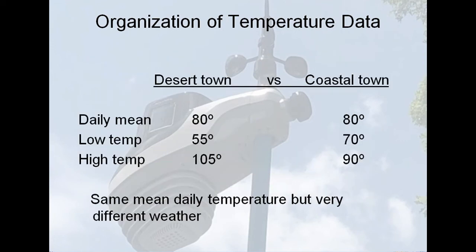All right, the daily mean temperature, say in a desert town versus a coastal town, is 80 degrees on a daily mean. Low temp 55 in the desert, low temp 70 in your coastal town; high temp 105 in the desert, 90 degrees in a coastal town. So you look at the same mean daily temperature but very different weather. You look at a 50-degree difference in the southwest, versus a 20-degree difference at the coastal town. So that shows you the difference.